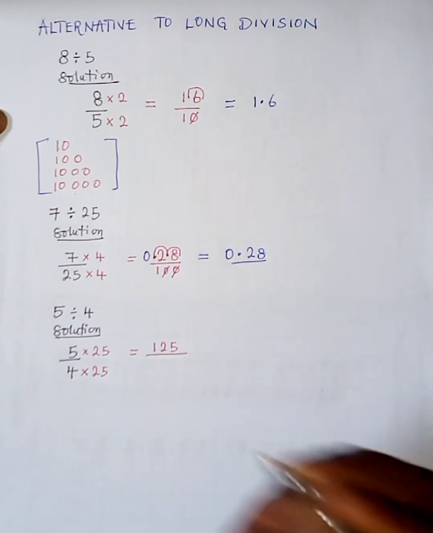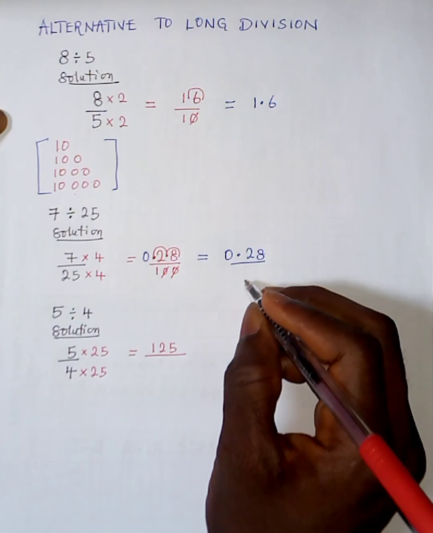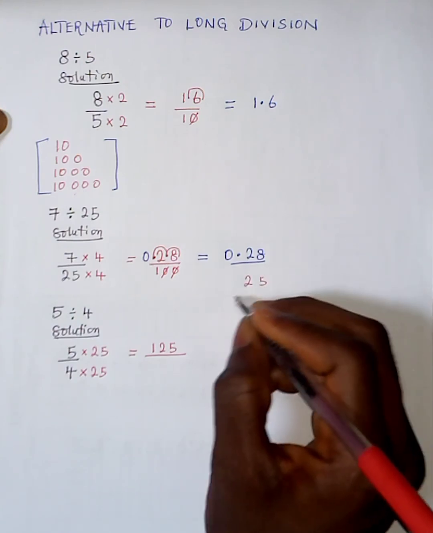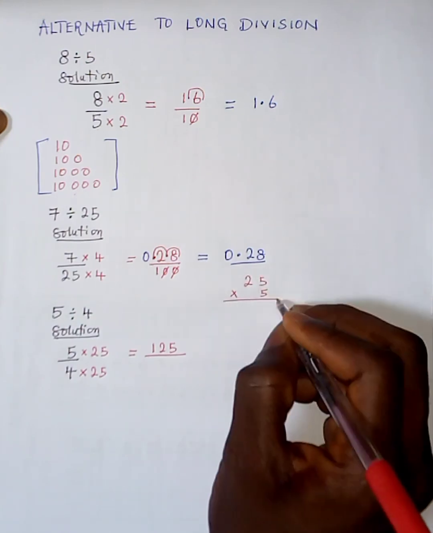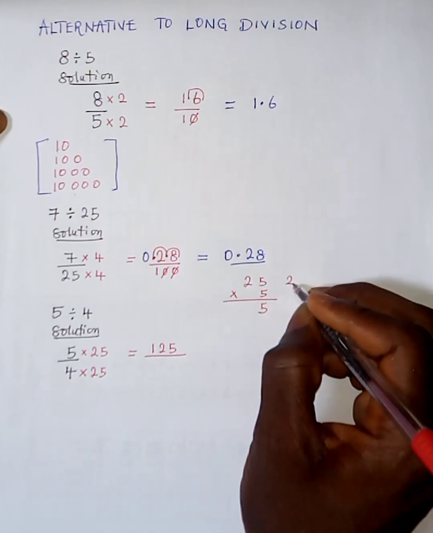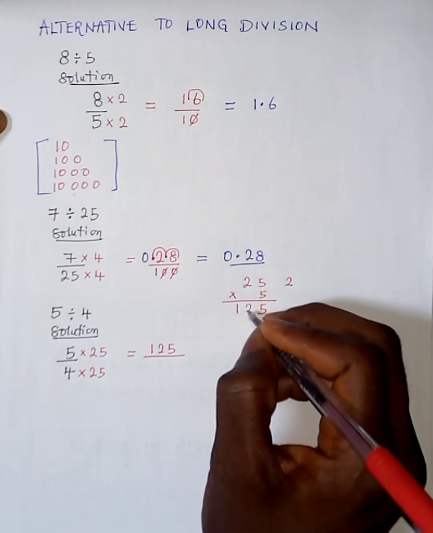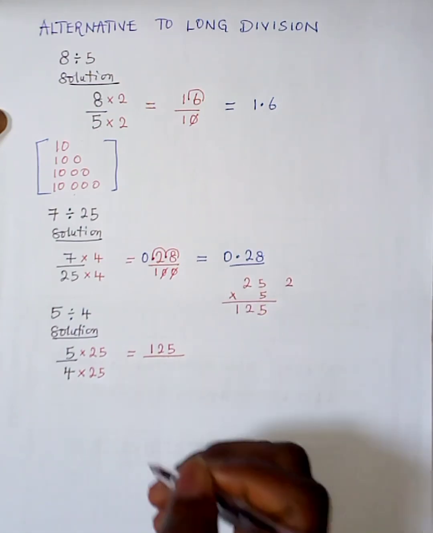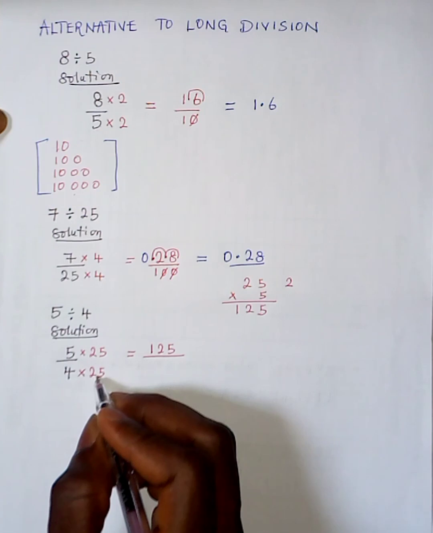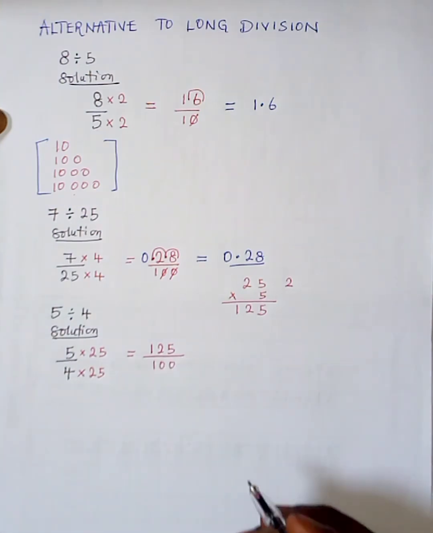So to do multiplication is easy. If you don't know that one easily, you can simply write 25 times 5 and solve. 5 times 5 is 25. Pull down 5, carry 2. 5 times 2 is 10, plus 2 is 12. So you have 125. Then 4 times 25 will give you 100. So you have 100 one more time.